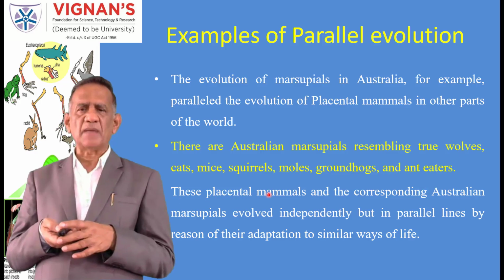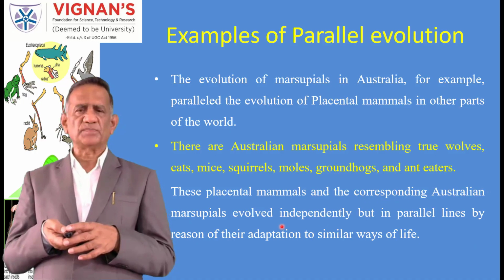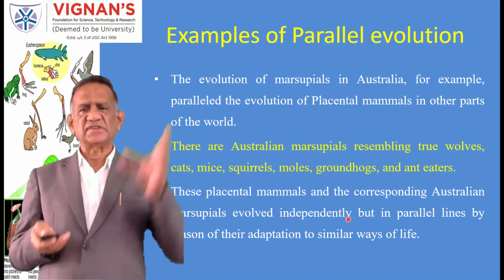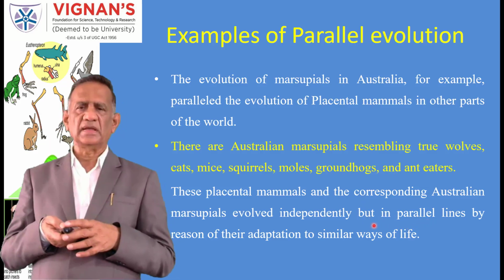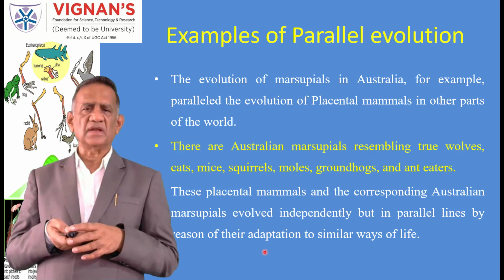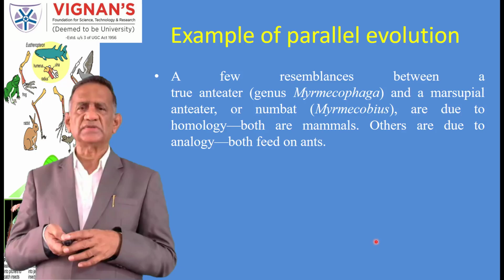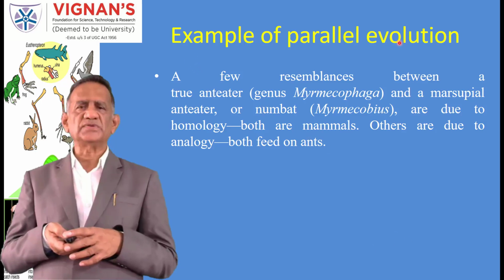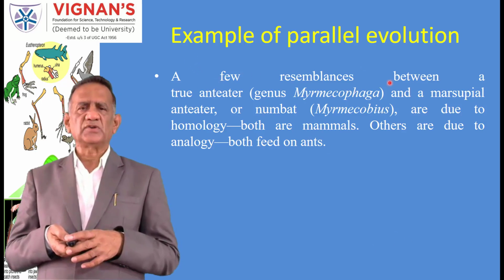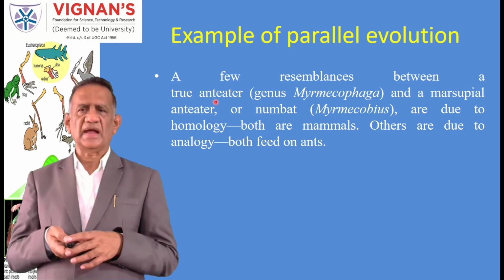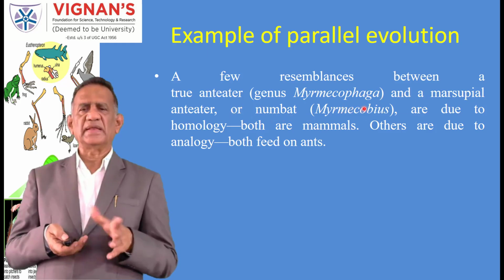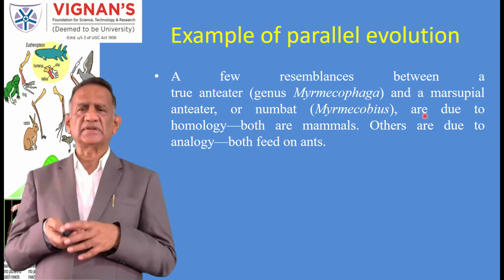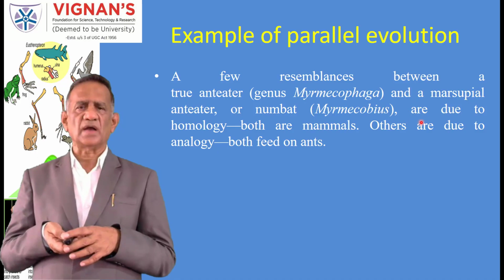So these placental mammals and the corresponding Australian marsupials evolved independently. Placental mammals and marsupial mammals have evolved independently, but in parallel lines, by reason of their adaptation to similar ways of life. Examples of parallel evolution: a few resemblances between a true anteater and a marsupial anteater are due to homology. Both are mammals, but one is marsupial type, the other is placental type. Others are due to analogy.